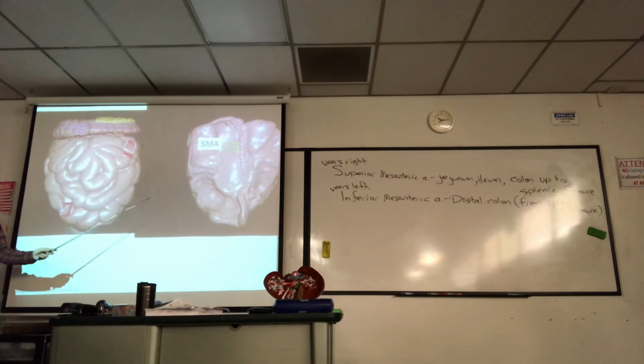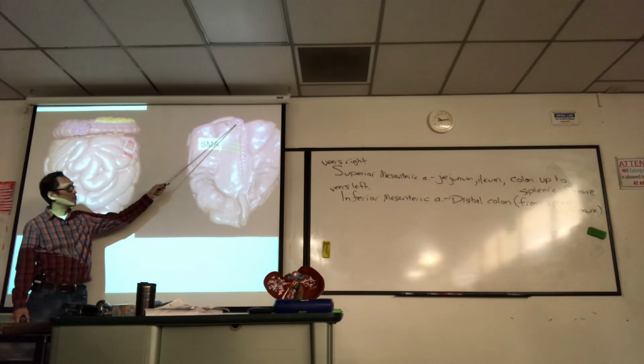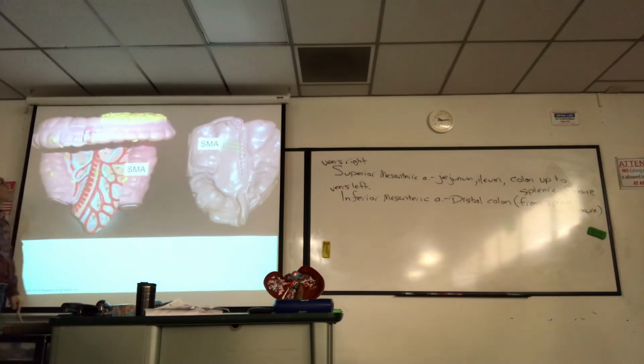So what you see here is the intestine right there. The end of the duodenum, beginning of the jejunum. So here is the superior mesenteric artery again.